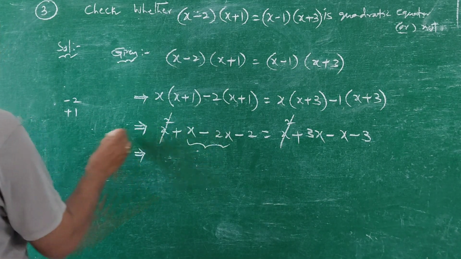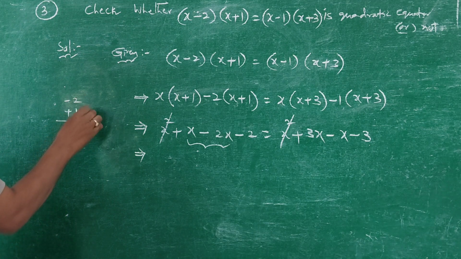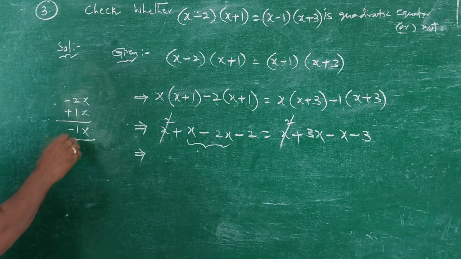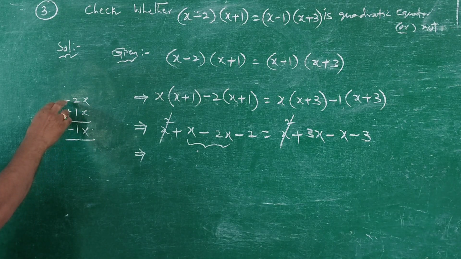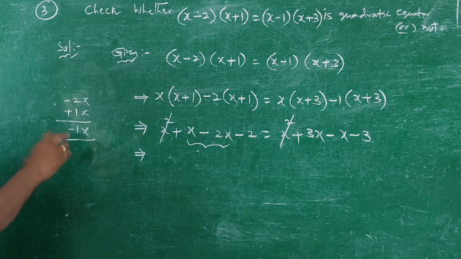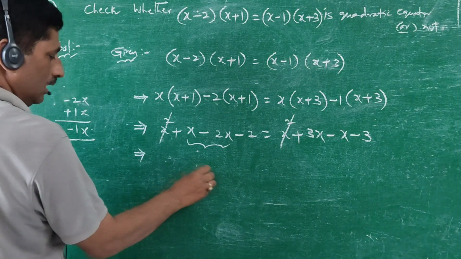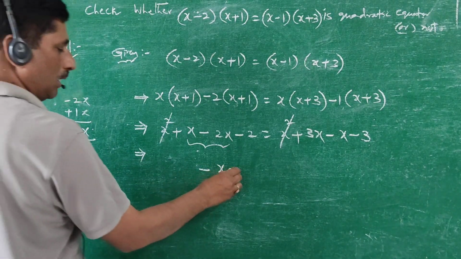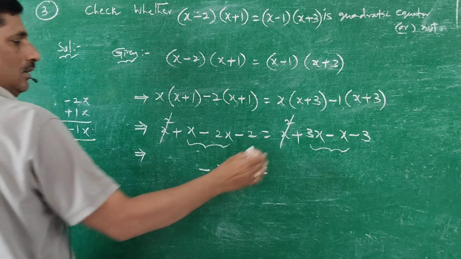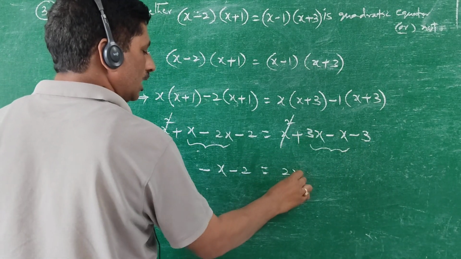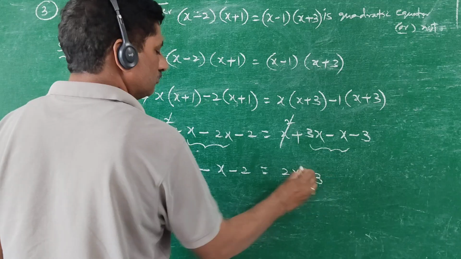Plus 1x minus 2x is equals to minus 1x. Why? Because I have to do that subtraction. In those two values, 2 is the greater, and it has a negative sign, so I have to keep that negative sign. Minus 1x, nothing but minus x, minus 2, that is equals to plus 3x minus x, plus 3 minus 1 is 2x, and minus 3.